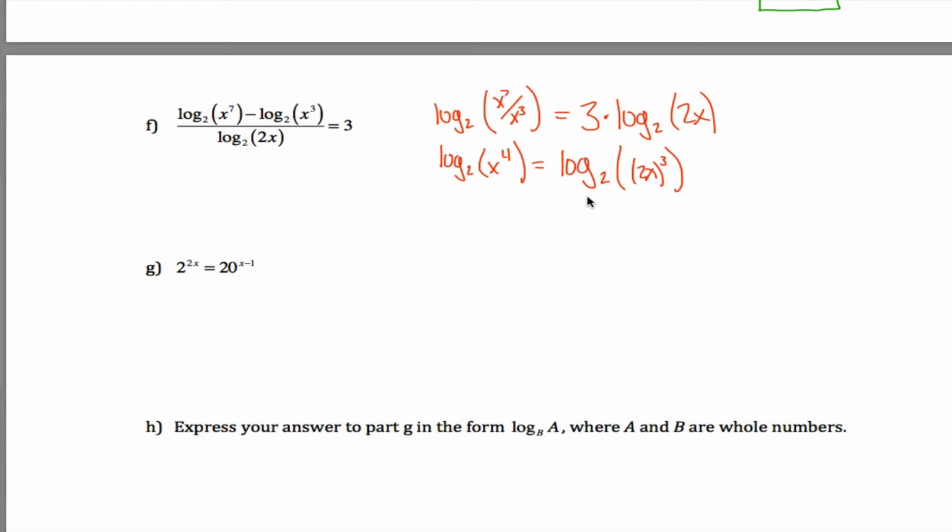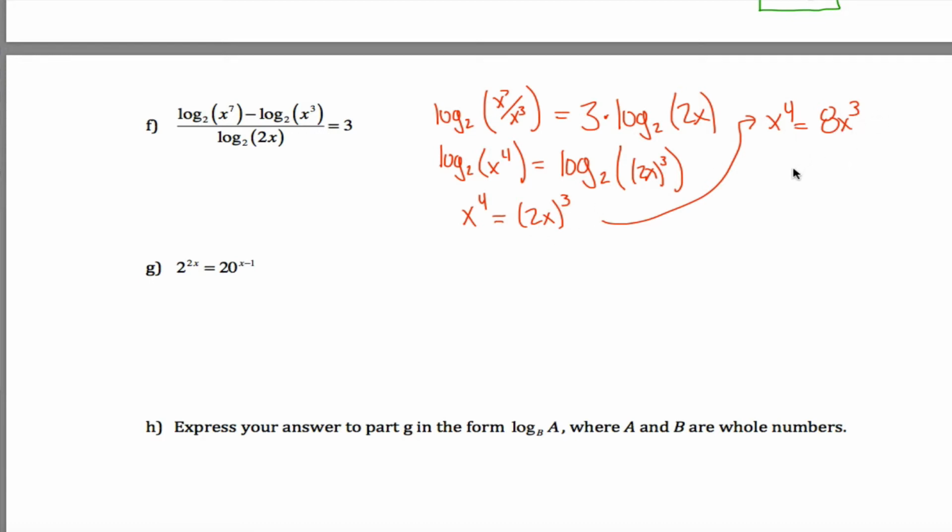Log base 2 in both cases, that's nice. I can get rid of those log base 2's if I do 2 to both sides of the equation. It gives me x to the 4th is equal to 2x cubed. So x to the 4th is equal to 8x to the 3rd power. 2x times 2x times 2x is 8x cubed.